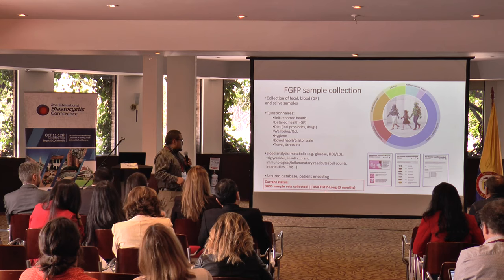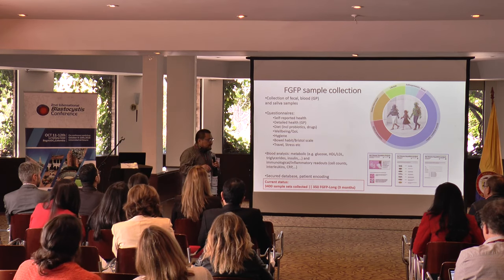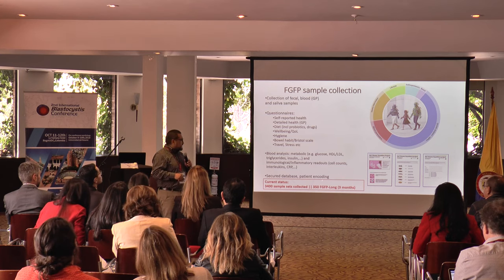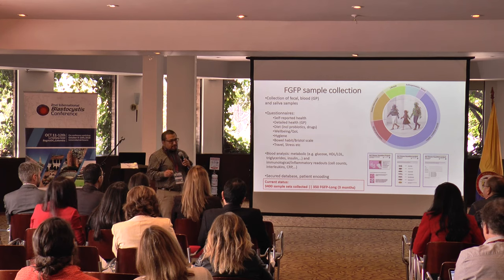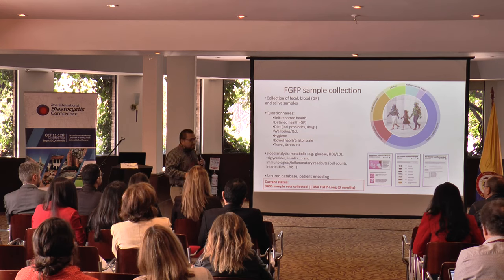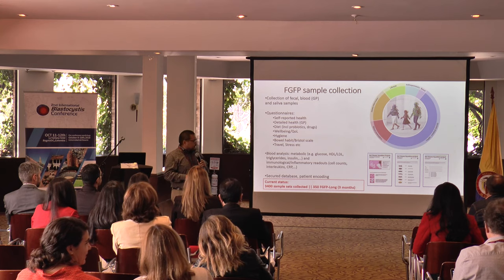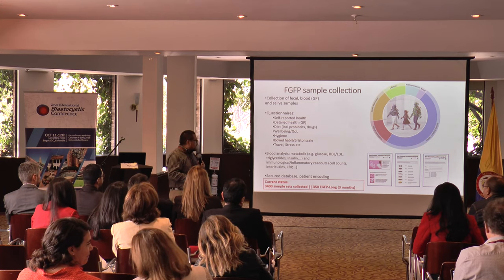So at the moment, we have 3,400 sample sets collected, and right now we are running the FGFP long, a sample collection during 3 months for 300 people, where we are collecting samples every week the first month, every day the second month, and every week the third month. And with this information, we are planning to see temporal variability of the microbiota.